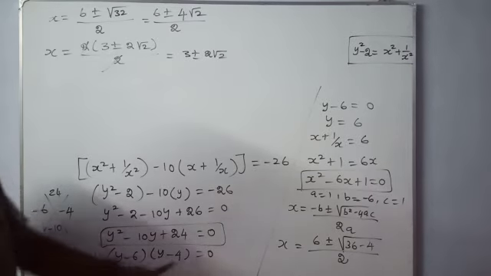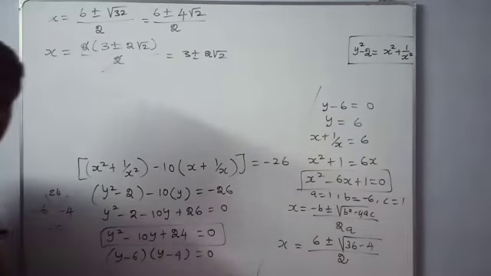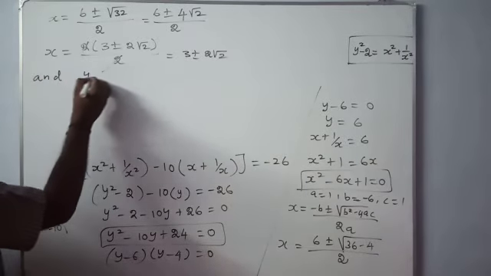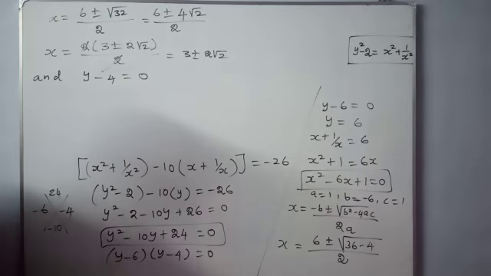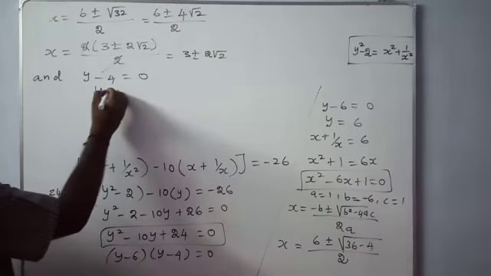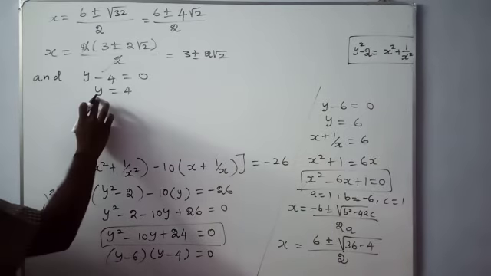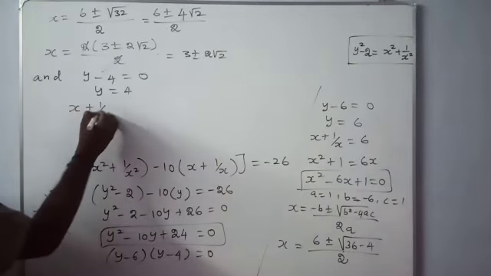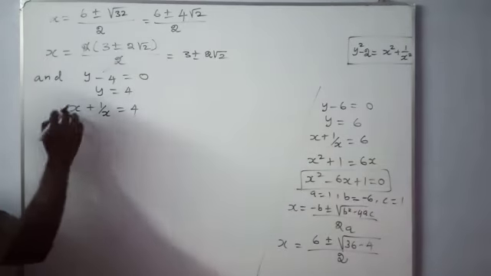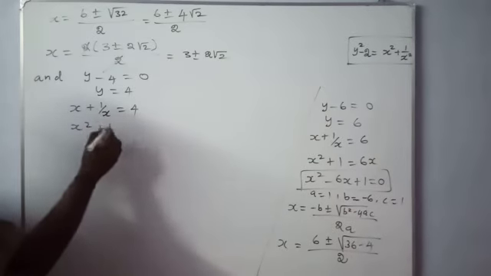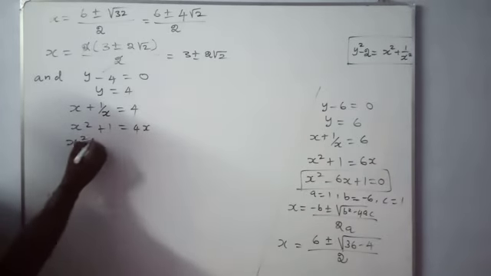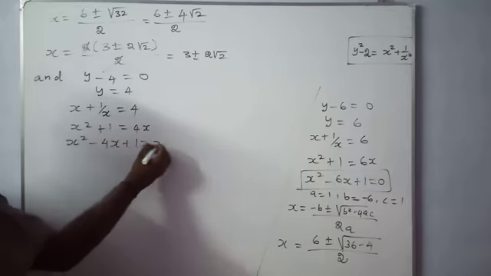y minus 4 equal to 0. Already y minus 6 equal to 0 is a factor, and one more factor is there, y minus 4 equal to 0. Therefore y equal to 4. Now y value is what? x plus 1 by x. x plus 1 by x is equal to 4. Here multiply these two terms: x squared plus 1 equal to 4x. Now x square minus 4x plus 1 equal to 0.